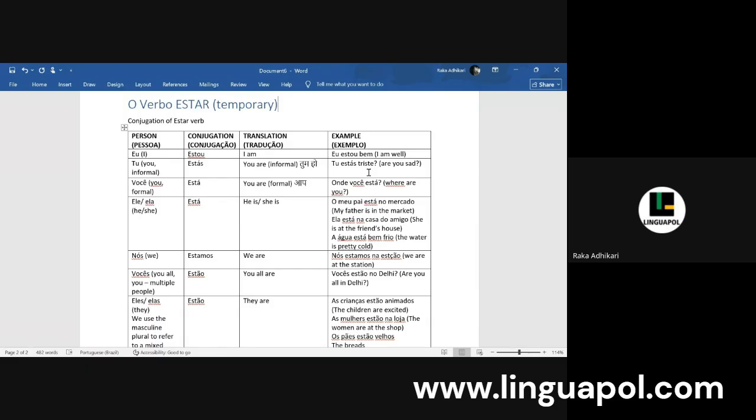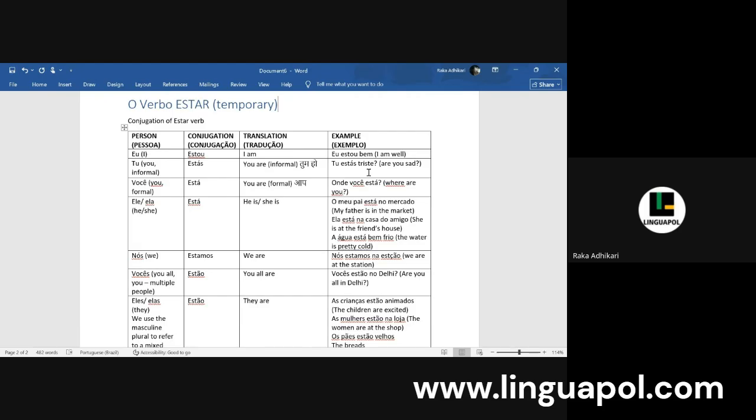A água está bem fria. The water is pretty cold. It's quite cold. Okay. काफी ठंडा है. That is why bem frio. Frio means cold. Then we have nós. With nós it's estamos. Nós estamos. For example, nós estamos na estação. We are at the station.